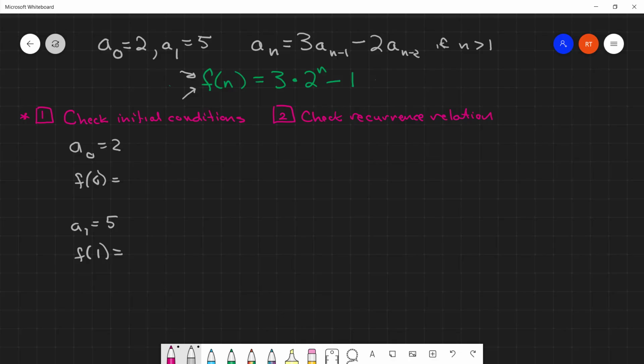So let's first check to make sure the initial conditions are satisfied. There are two of them this time. When n equals 0, the sequence term is supposed to be a0 equals 2.